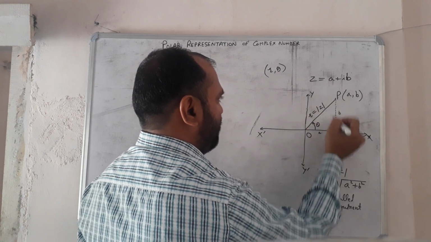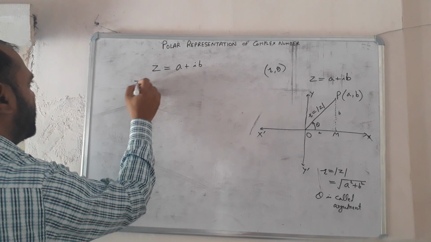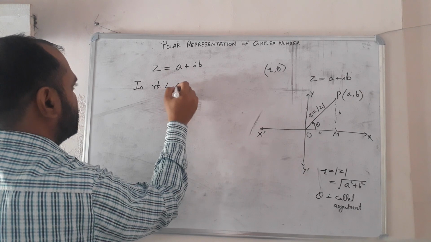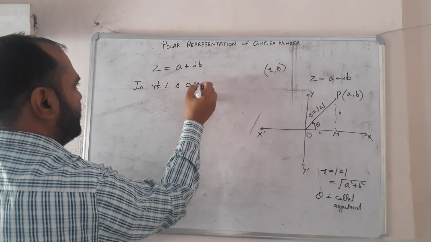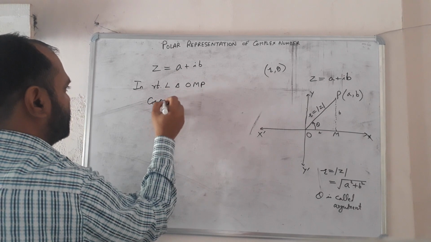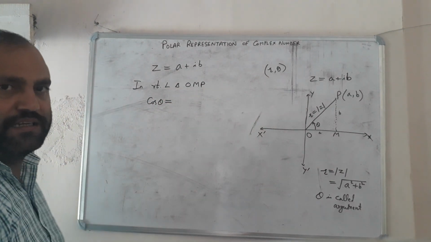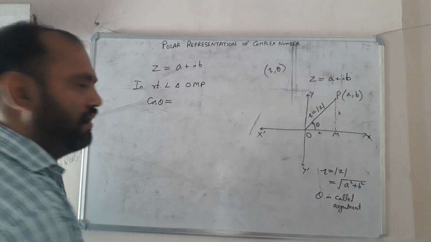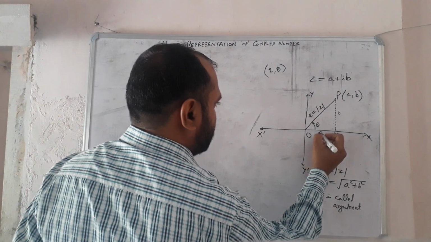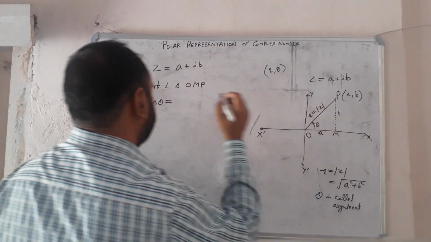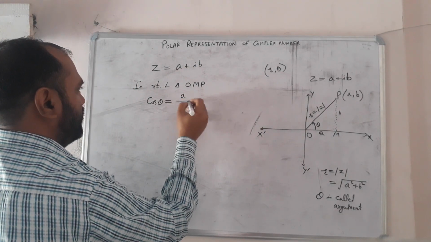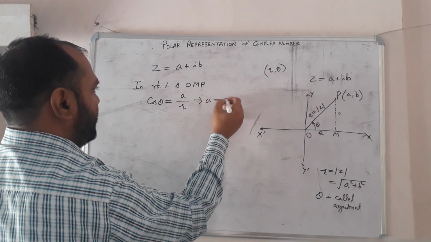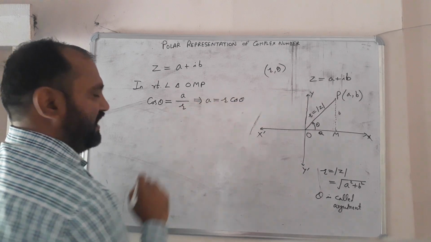OMP. So in right angle triangle OMP, what is cos theta? As you know, cos theta is base upon hypotenuse. So what is base here? Base is a. So base upon hypotenuse, that is a upon r, right? When you cross multiply it, we get the value of a is r cos theta, right?